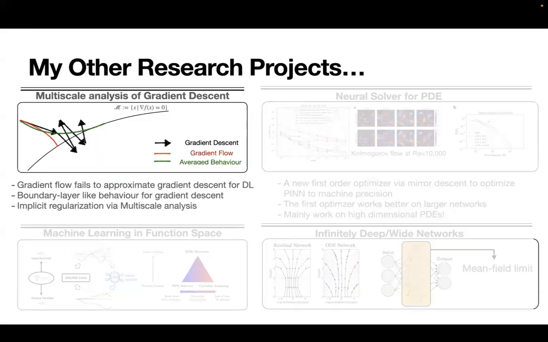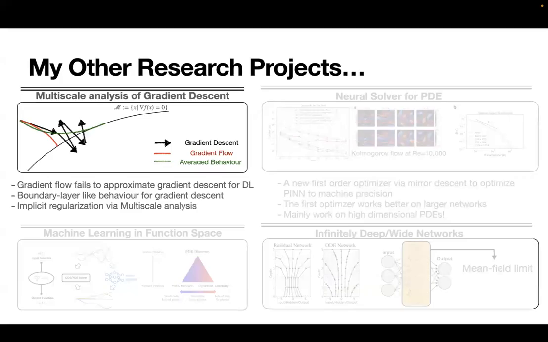The first thing is that I'm also working on multi-scale analysis. The topic I want to work on is the gradient flow approximation to gradient descent. Everybody thinks of gradient descent as an approximation to gradient flow, but I want to tell you that story is wrong. If you have minimizers forming a manifold, then gradient flow will go to the manifold directly and stop there.